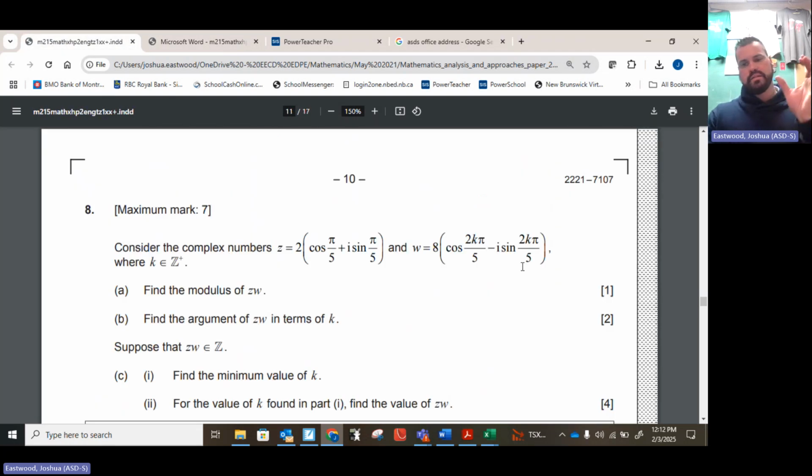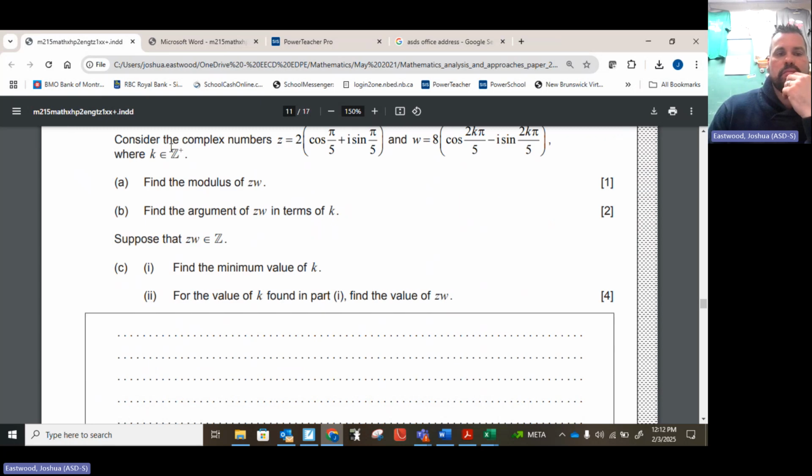The only thing to recognize is that when you have a plus in cosine and a minus in sine, that is positive here and negative there. So whenever that happens, you know the angle's negative. So we have that. Then it says find the value of k, supposing that it belongs to the integers.